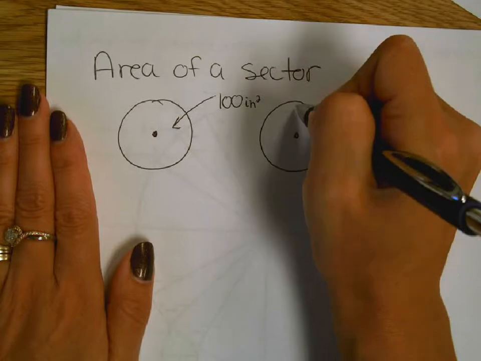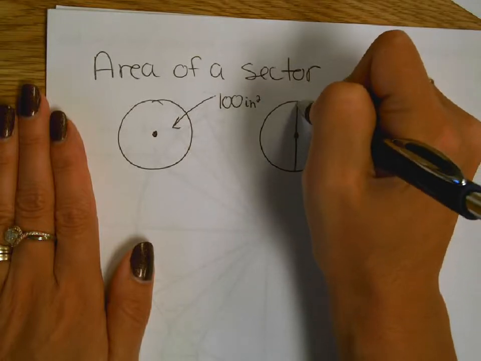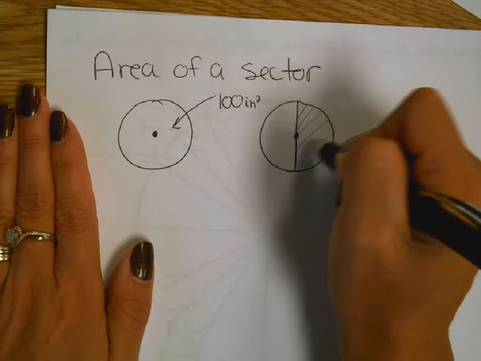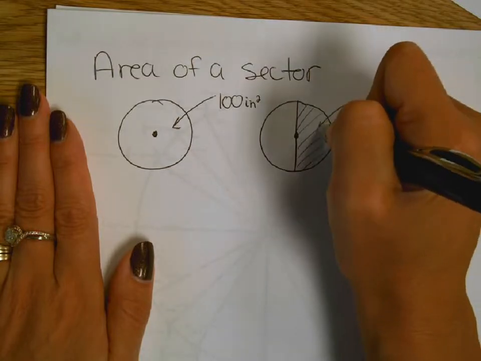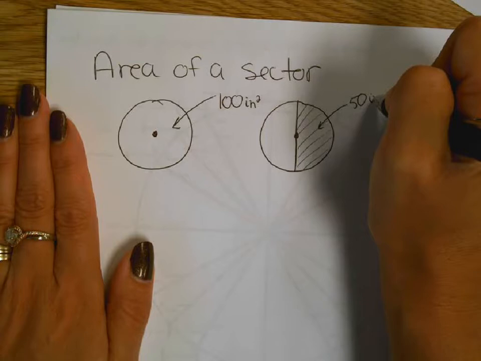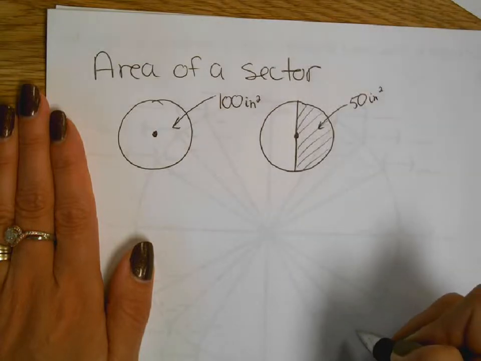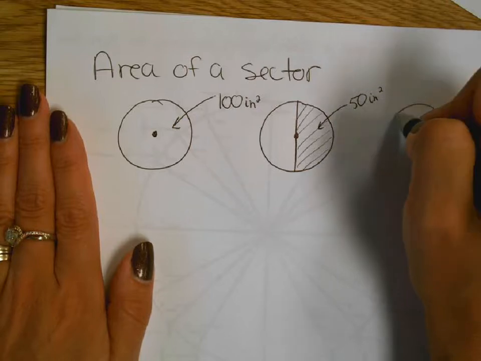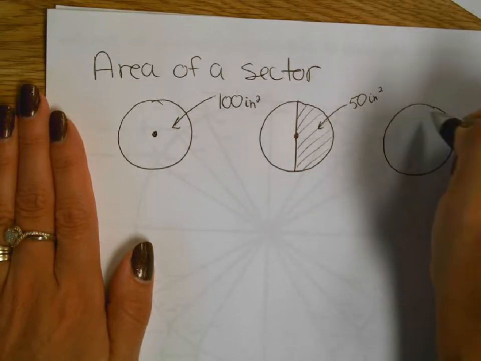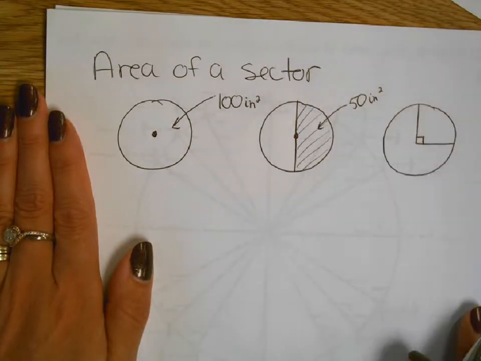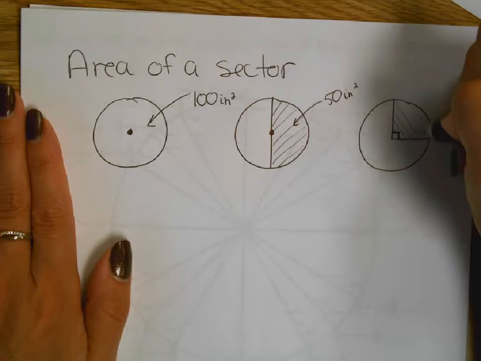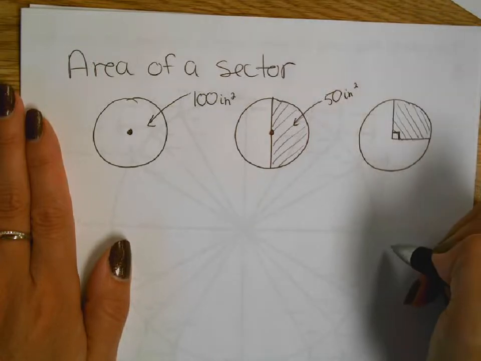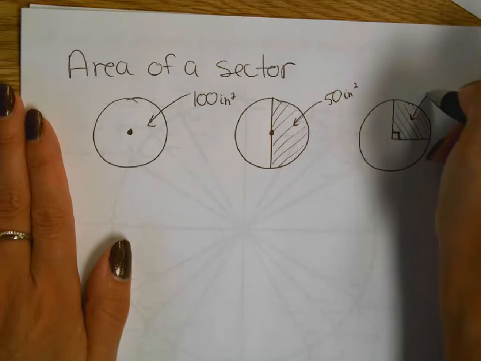Again, if I cut it in half, you know the area is going to be 50 square inches. If I take out a 90-degree piece of the pie, what are we going to have? 25 square inches.